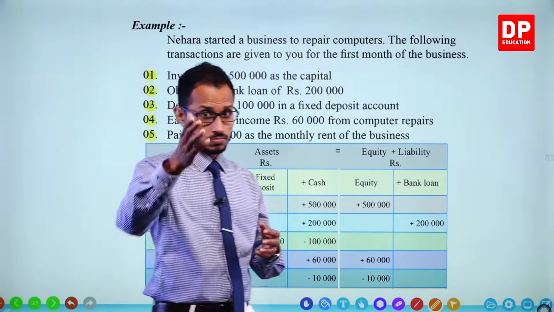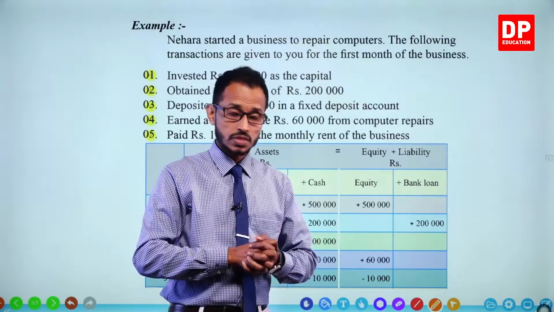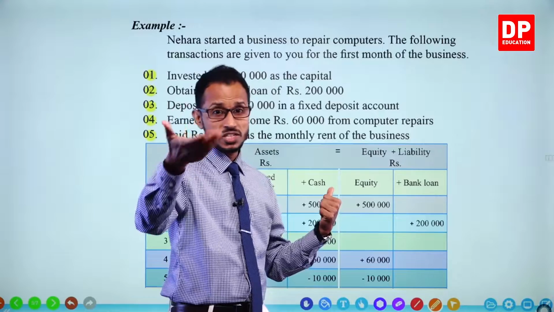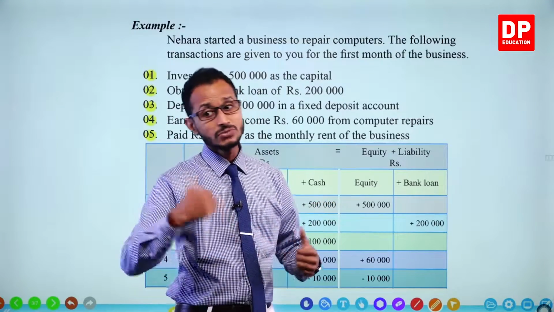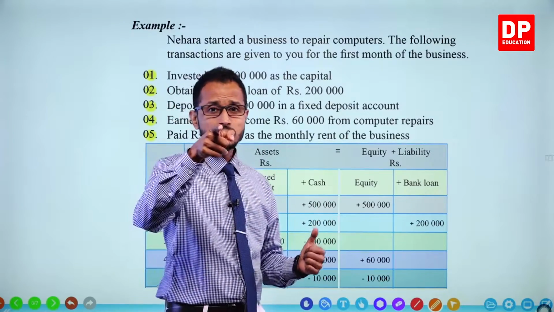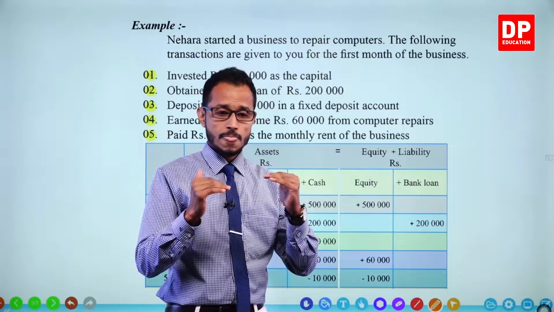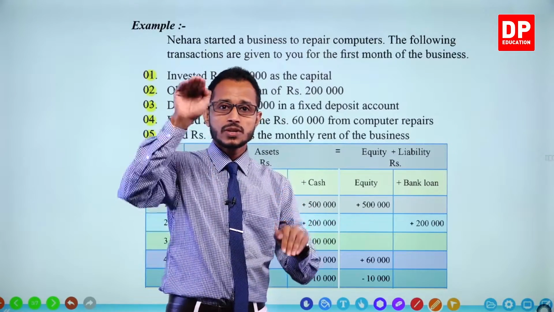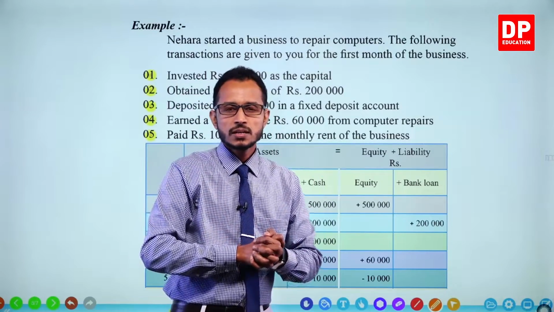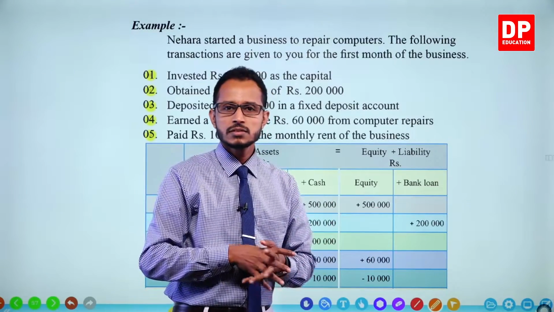The students who were with me in the previous session, you remember everything. But for the students who are watching this session for the first time, without watching the previous session, I'll try to make it clear how transactions increase and decrease assets, liabilities and equity of a business. But it's better if you watch the previous session before coming to this session.